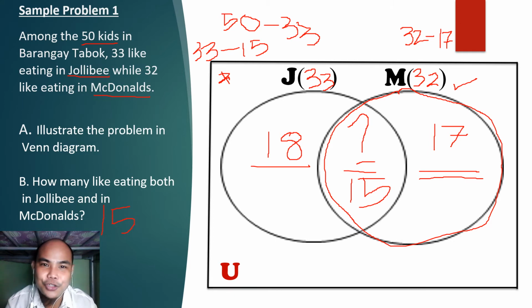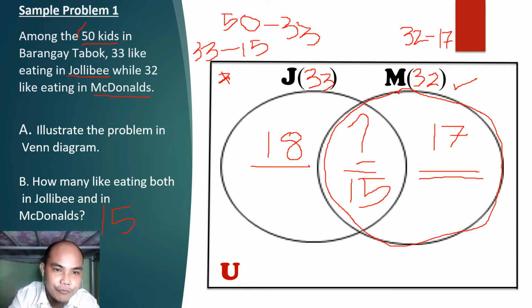There's a difference if you use only. How about 18, 15, and 17? What does it mean? If you are going to add 18 plus 15 plus 17, that is our universal set. 18 plus 15, that's 33, plus 17, that is our universal set, which is 50 kids. Did you get that? I hope so.